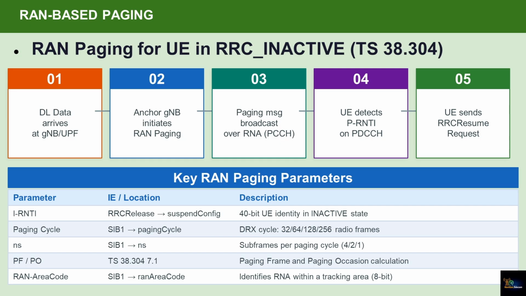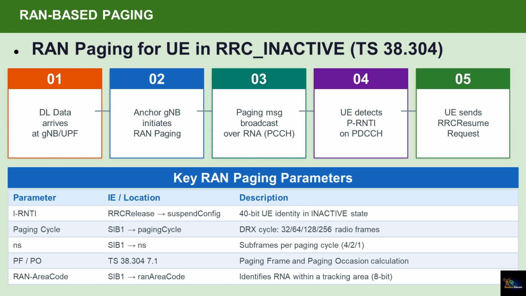Next is RAN based paging. When will paging happen? RAN paging is for a UE in RRC inactive. Here DL data arrives at the gNodeB, so the anchor gNodeB initiates RAN paging. The paging message is broadcast over the RAN through the PCH, the UE detects the P-RNTI on the PDCCH, and the UE sends an RRC resume request if DL data has arrived at the gNodeB.